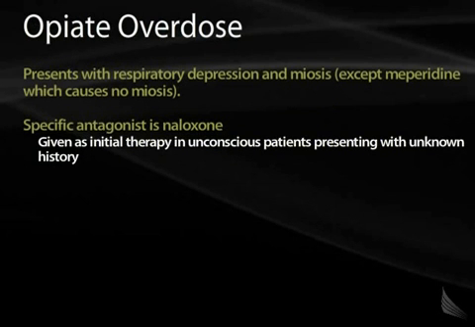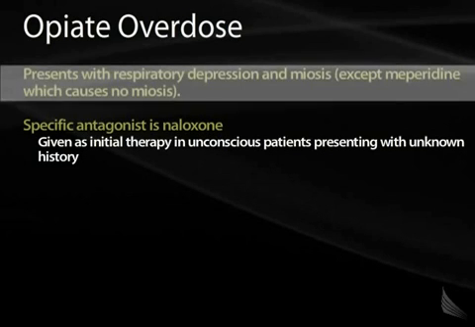Opiate overdose is very common. Patients that take opiates for chronic pain or for sickle cell disease will present usually with respiratory depression, meaning they're breathing at like 4 times per minute or 5 times per minute, and they will have miosis except for patients that have chosen to overdose on meperidine, which usually does not cause miosis.